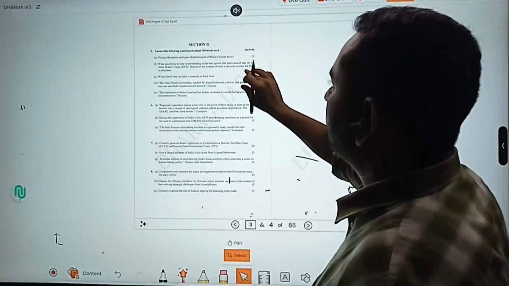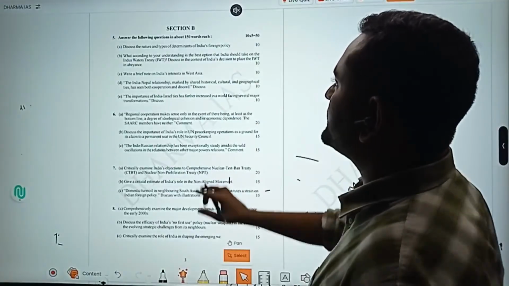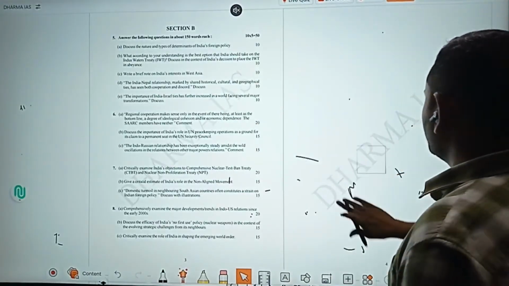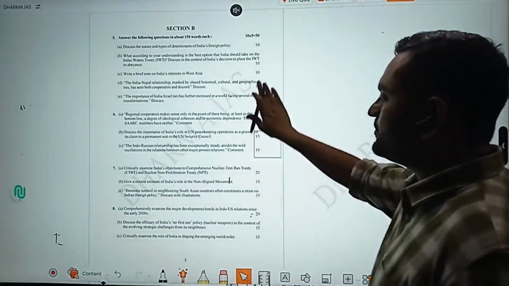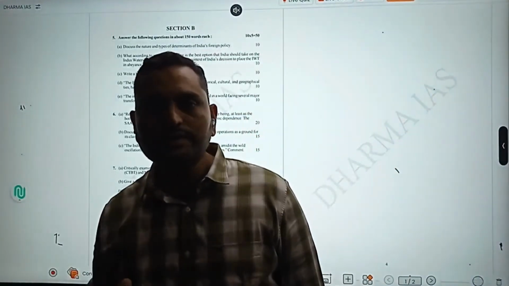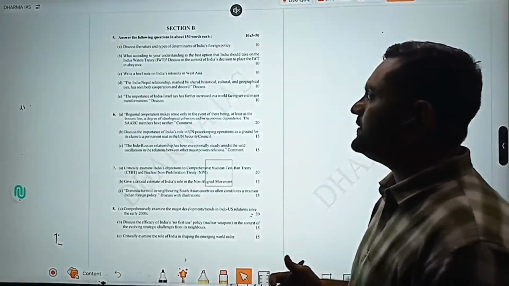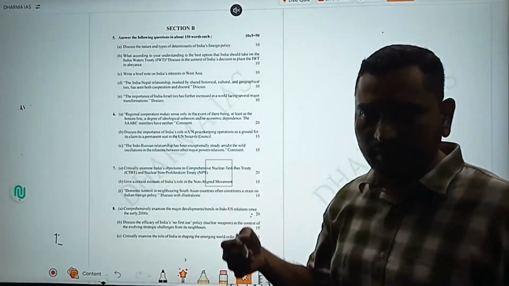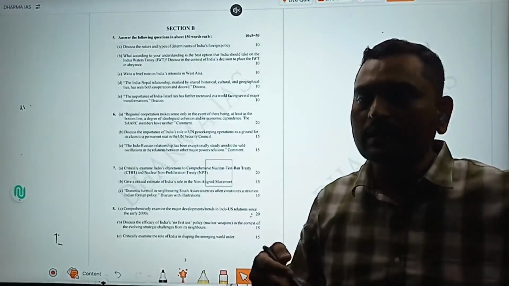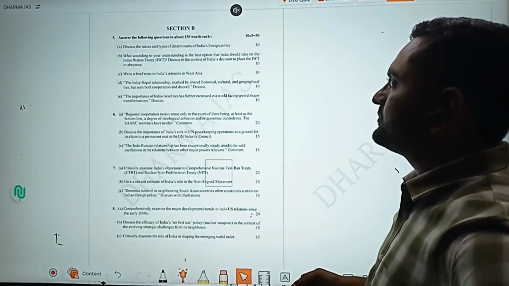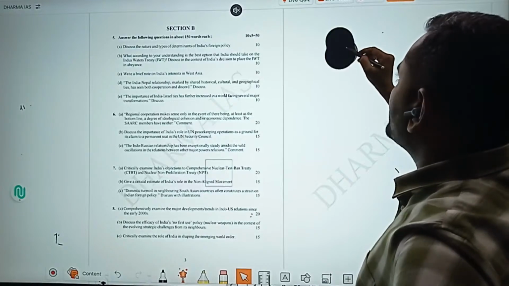Next section: discuss the nature and types of determinants of India's foreign policy. The primary goal of any country's foreign policy is to protect national interests. You can start from that. And there are different determinants, elements, to protect that national interest. The country can use those determinants. That is the nature of India's foreign policy.